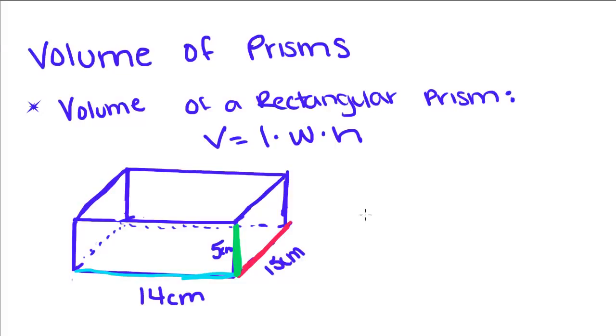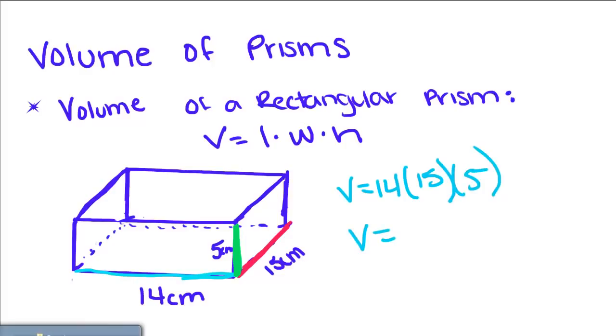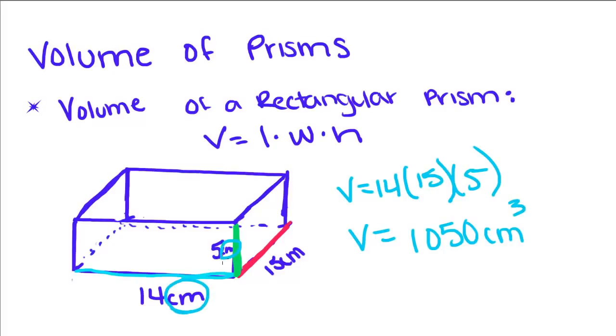So volume is equal to 14 times 15 times 5. Since those are kind of big numbers, I'm going to put this in a calculator. 14 times 15 times 5, 1050 centimeters cubed, because we're taking centimeters times centimeters times centimeters. So we're going to get centimeters cubed.